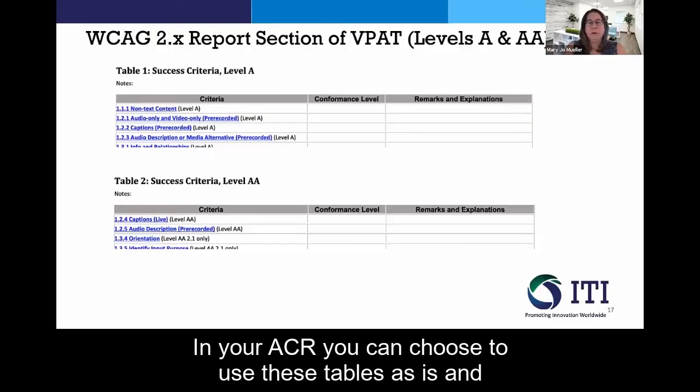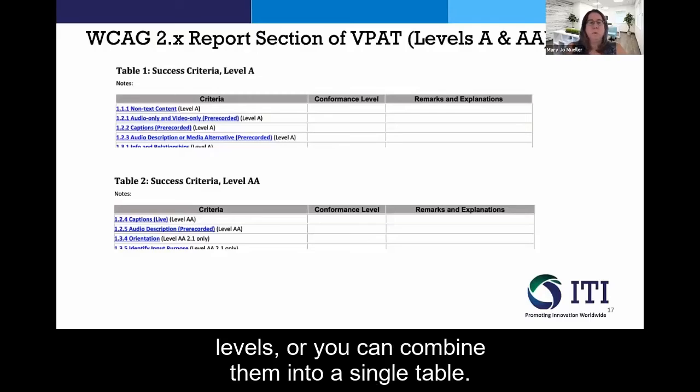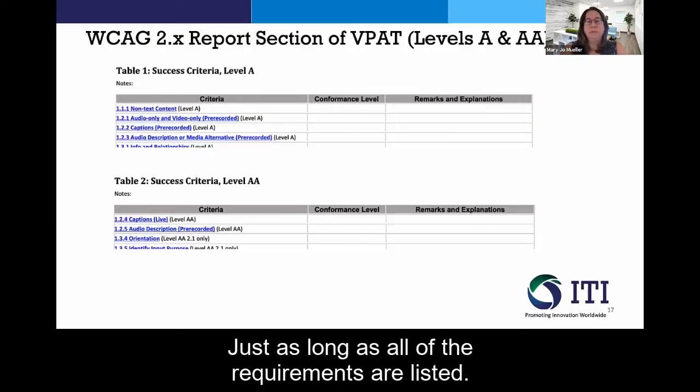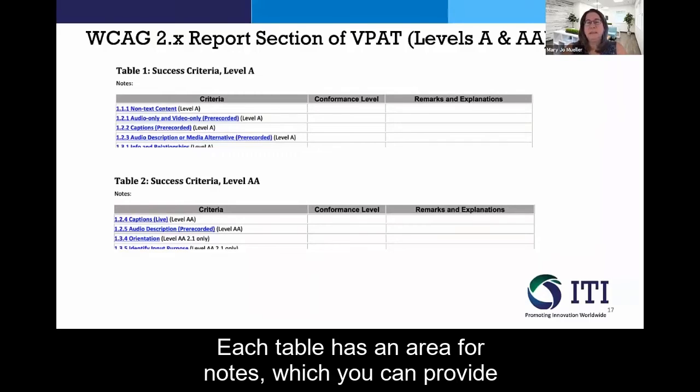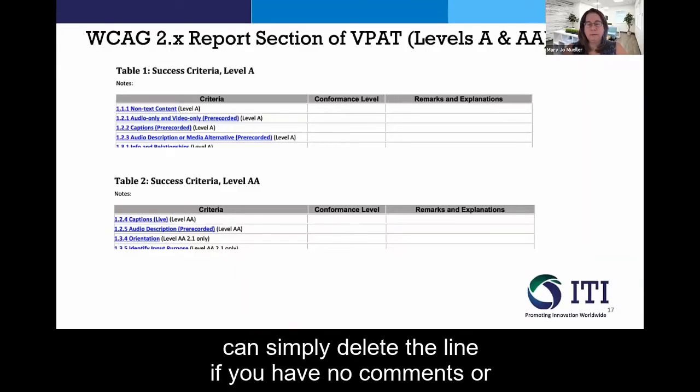In your ACR, you can choose to use these tables as is and have all of these as separate tables for the levels, or you can combine them into a single table. It's your choice, just as long as all of the requirements are listed. Each table has an area for notes, which you can provide information specific to that WCAG table, or you can simply delete the line if you have no comments or notes to put in there.